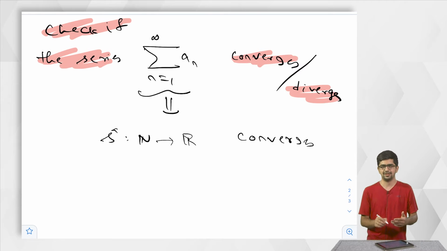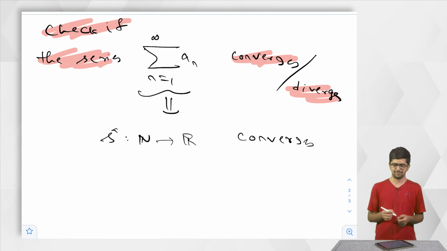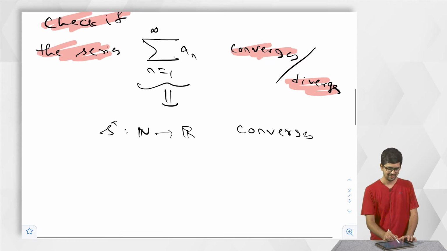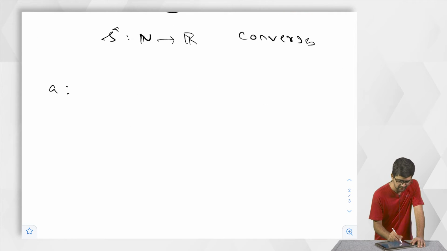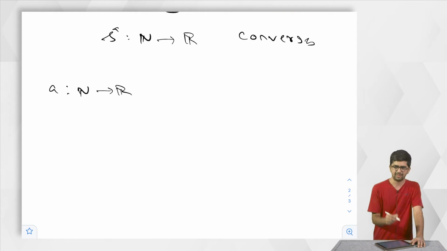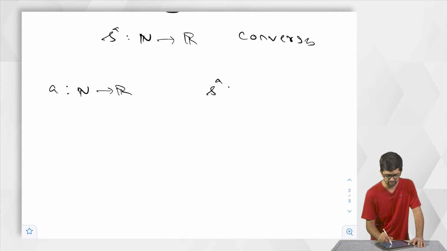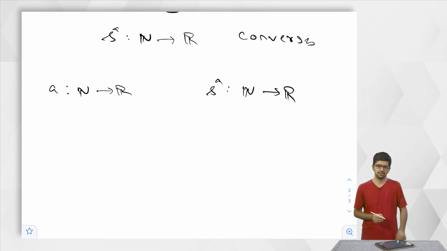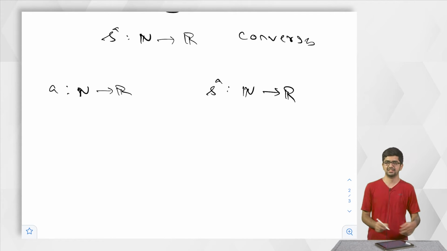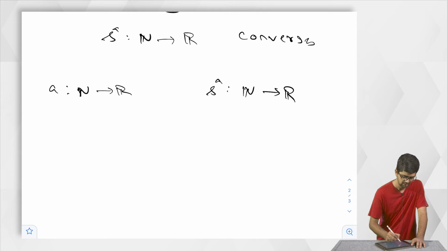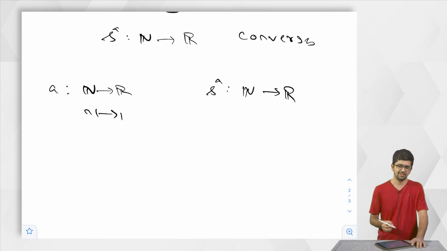Now, assuming you understood to some extent what is happening here, let us try to do some examples. Given a sequence A, let us try to produce the sequence of partial sums first, say S_A. Let us start with a very basic example. Let us take A to be the constant sequence, n goes to 1 for every n belonging to the natural numbers. This is a very simple sequence.